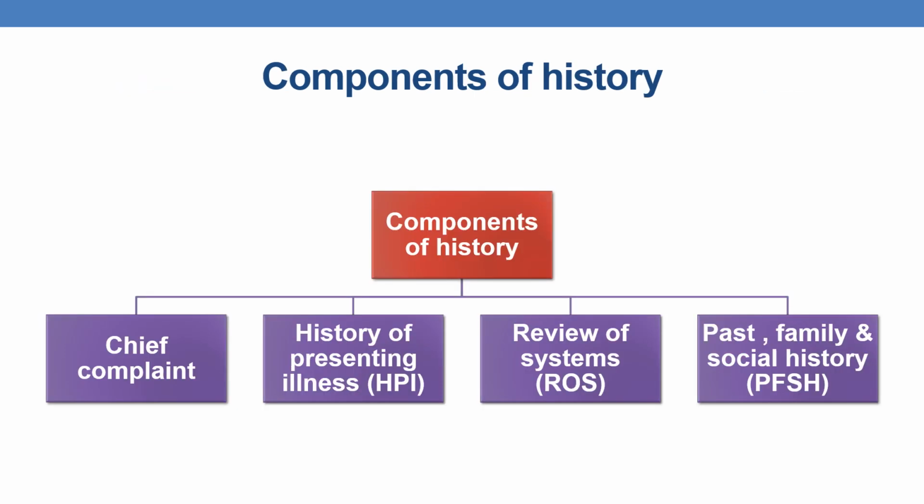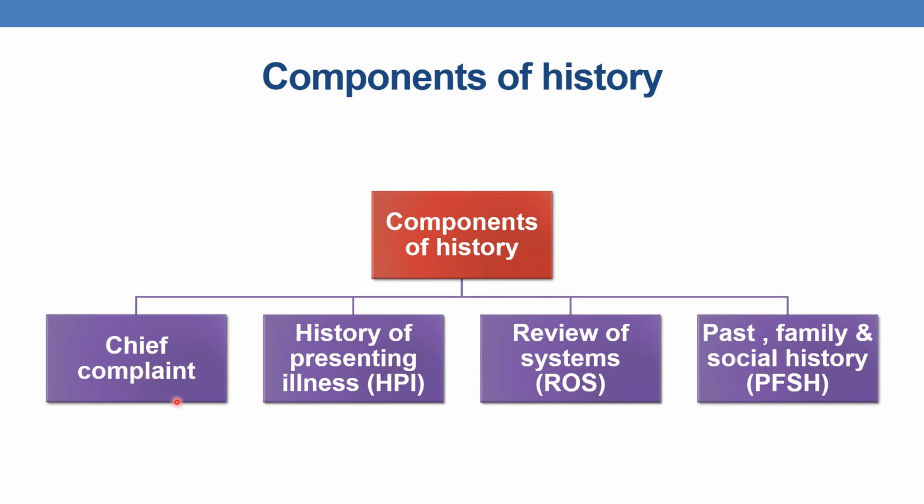Now coming to the history, which is the first key component of E&M. History itself is subcategorized into 4 components. What are they? Chief complaint, history of presenting illness, review of systems, past, family and social history. Chief complaint can be shortly said CC. History of presenting illness is HPI. Review of systems is ROS. And past, family and social history is PFSH.